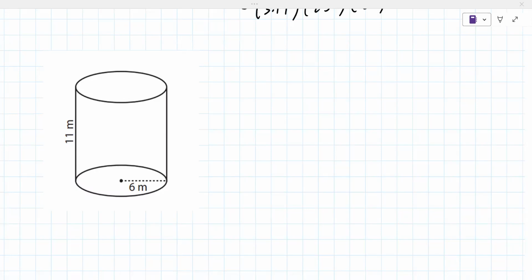Is it 1000? No, I think I typed something wrong in the calculator. No, I got the same thing. 1243.44. Yeah, it's pi r squared h, so it's 3.14. Radius is 6 squared, and your height is 11. And 6 squared is 36, right? Yep. Okay, so let's look at another problem here.